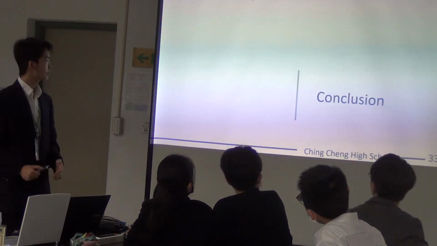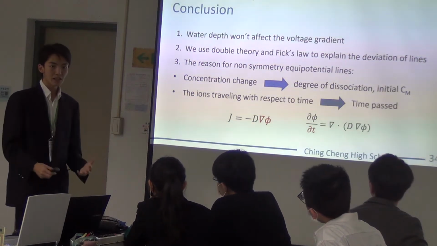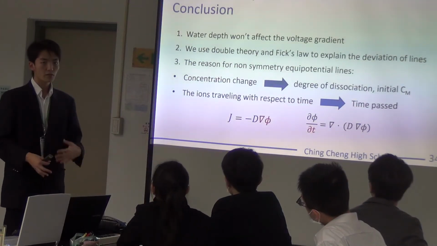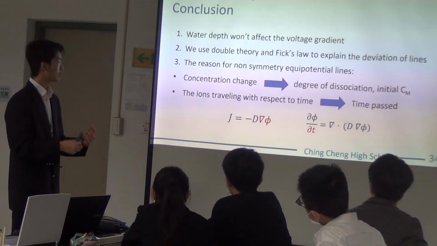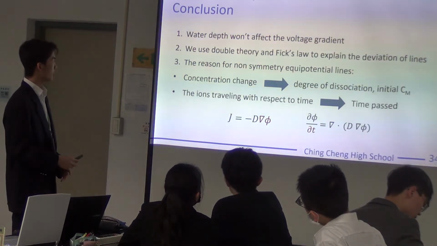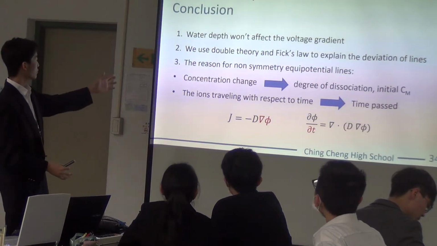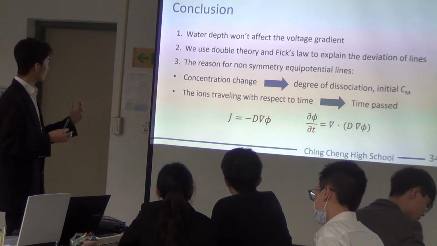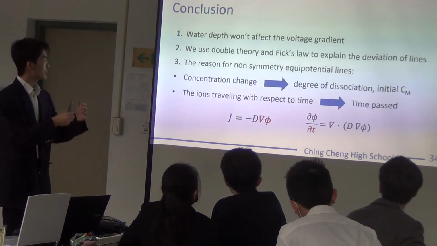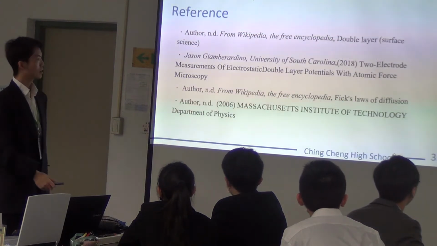So here's a conclusion. So firstly, in our experiment, we found out that the water depth won't affect the voltage gradient, and it won't affect the equipotential line distribution. And second, we used double layer theory and Fick's law to explain the deviation of the equipotential lines. And the reason for the non-symmetric equipotential line, firstly, we think is a concentration change. And second, is the ions traveling with respect to time. So okay, this is the reference.